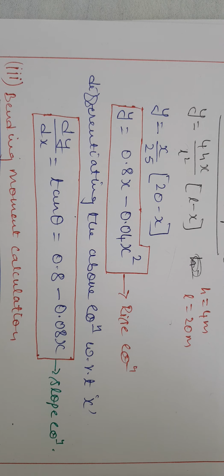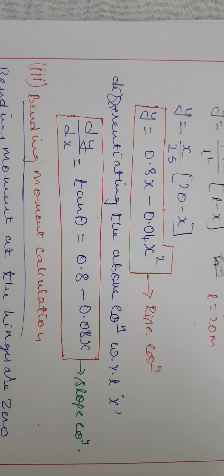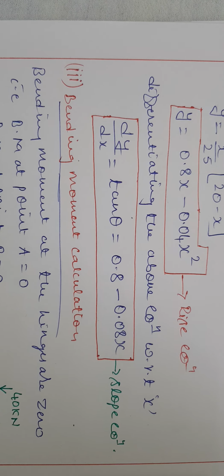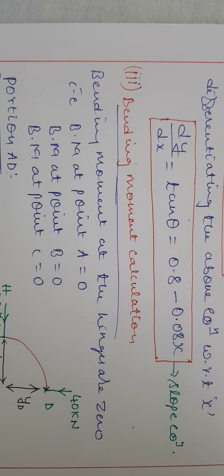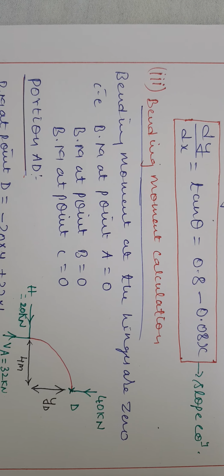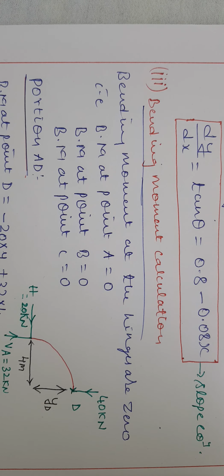Okay, after finding the rise and slope equation, the next step is to calculate the bending moment, and then we have to plot the bending moments in the arch and draw the bending moment diagram. In order to calculate the bending moment, we should know that at the hinges the bending moment is always 0. We have 3 hinges at points A, B and C. So at these 3 points, we will consider the bending moment directly equal to 0, and we have two different portions.